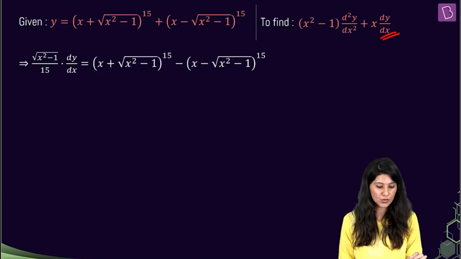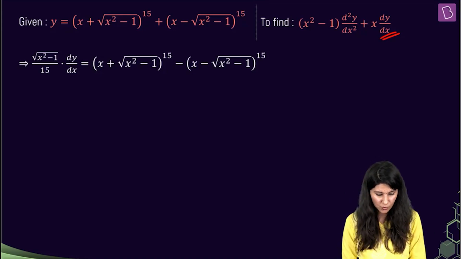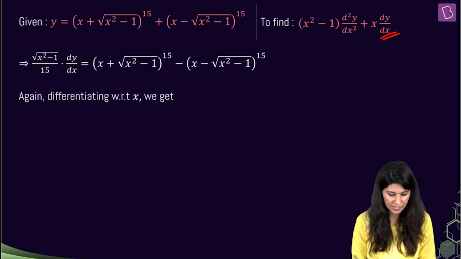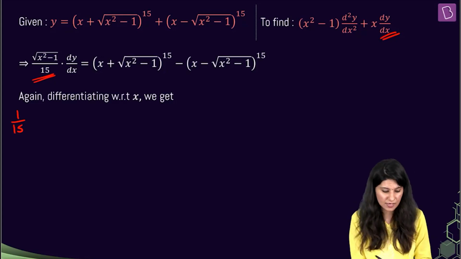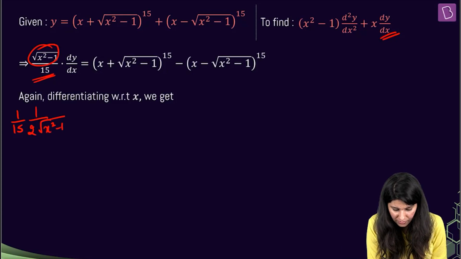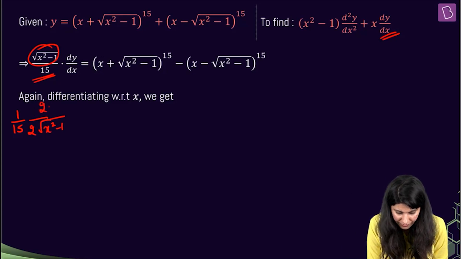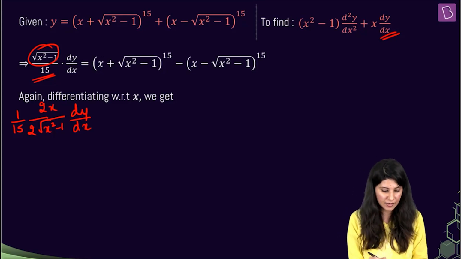Okay, so by product rule, on the left hand side, let's differentiate. If you differentiate this, 1 by 15 will remain as it is. Then differentiate this: 1 by 2 root x square minus 1, and then you have 2x. dy by dx is as it is. I am applying the product rule.